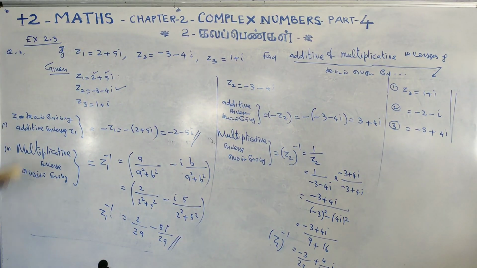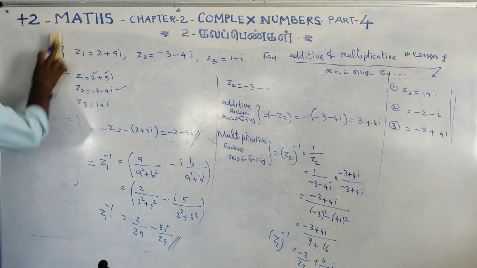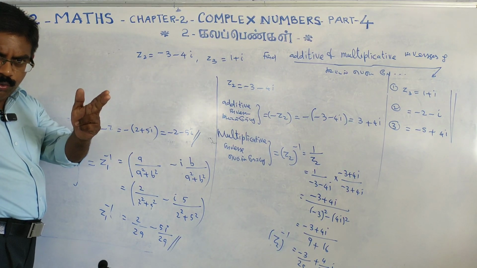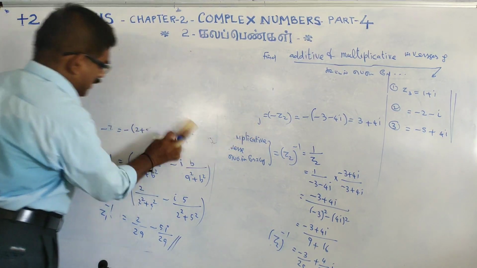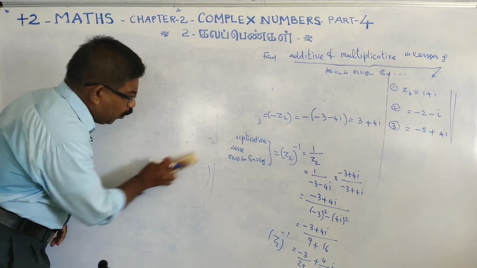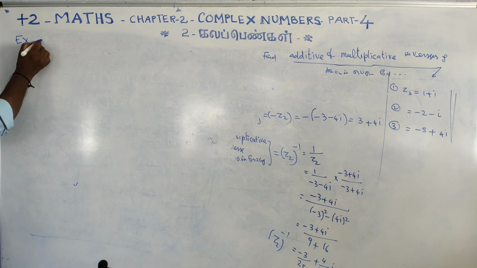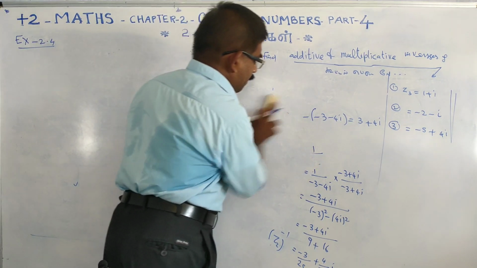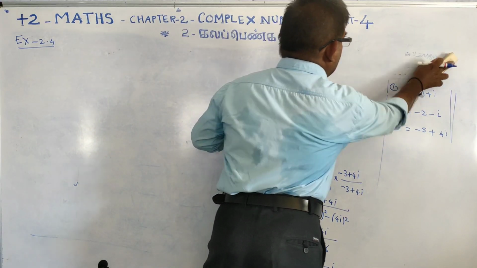Okay? Right. Now we have completed three exercises, 2.1, 2.2, 2.3. Now we are going to see the 2.4 exercise and the sums in it. This is homework, work it out sitting at home.